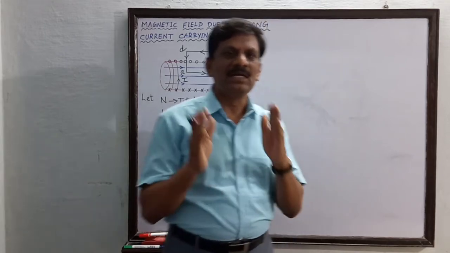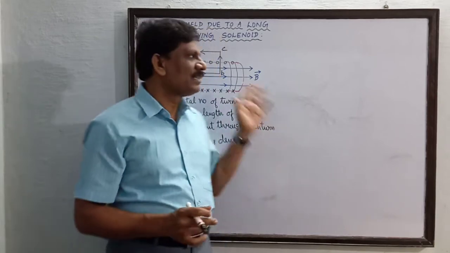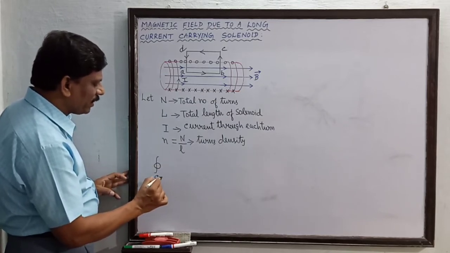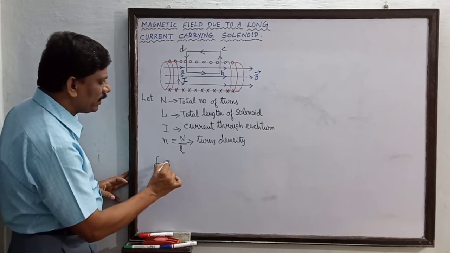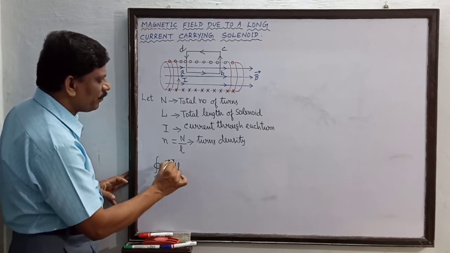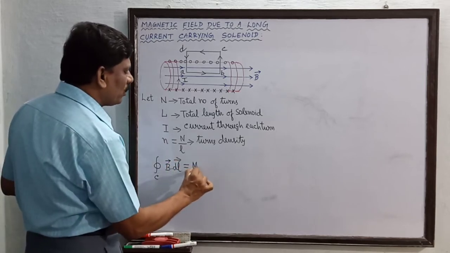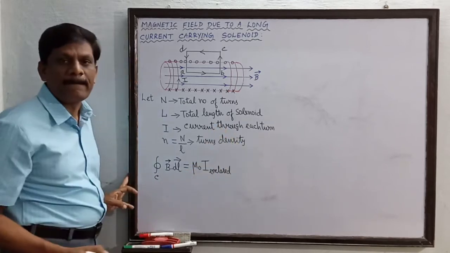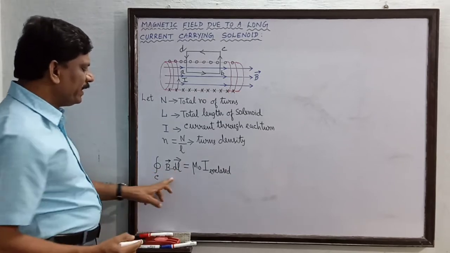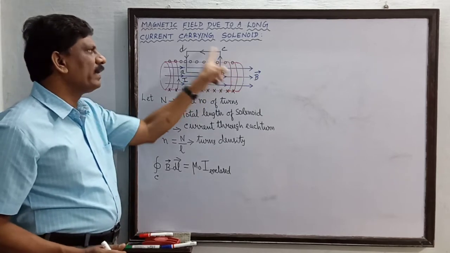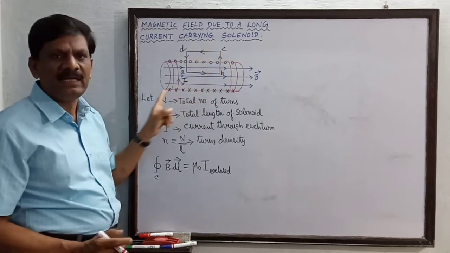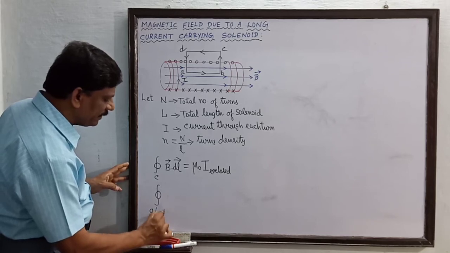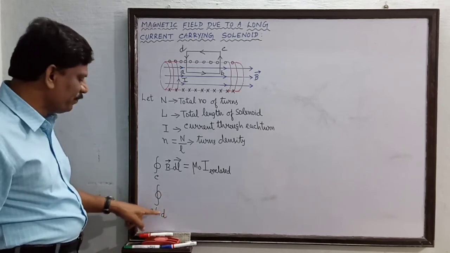So what is the closed integral B dot dl for this Amperean loop? From Ampere's circuital law, the closed integral B dot dl is equal to mu naught times the net current enclosed. So what is the current enclosed by the Amperean loop? This closed integral B dot dl has to be applied for four elements, namely AB, BC, CD and DA. So I am going to take the left hand side as a closed integral for the loop ABCD. Can you see here A, B, C, D? That is the Amperean loop.